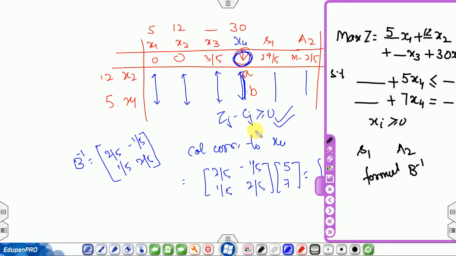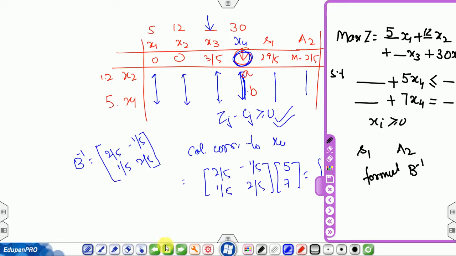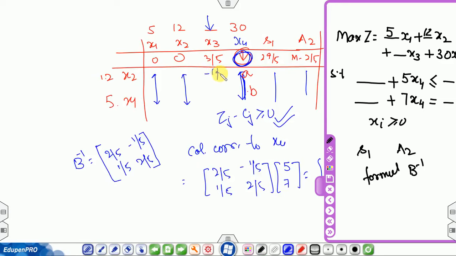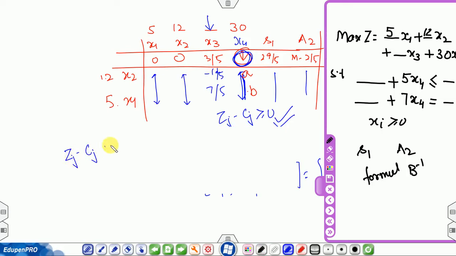Okay, but still if a student wants to calculate this value, then again it's quite easy to calculate, because how to calculate that? Look at the previous value of x3, it is minus 1 by 5 and plus 7 by 5. So if I just rub this value, this is my minus 1 by 5 and plus 7 by 5. So how to calculate this value? If I just rub this number, this 3 by 5 is nothing but zj minus cj.